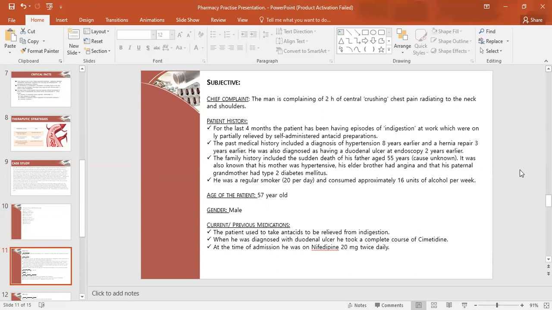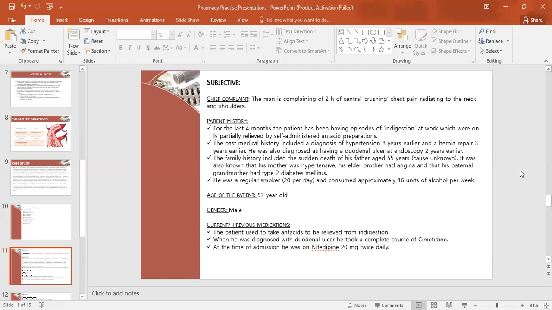Subjective: the chief complaint of the patient was 2 hours of central crushing chest pain that was radiating to the neck and shoulders. The patient history included that for the last 4 months, he had been having episodes of indigestion at work.